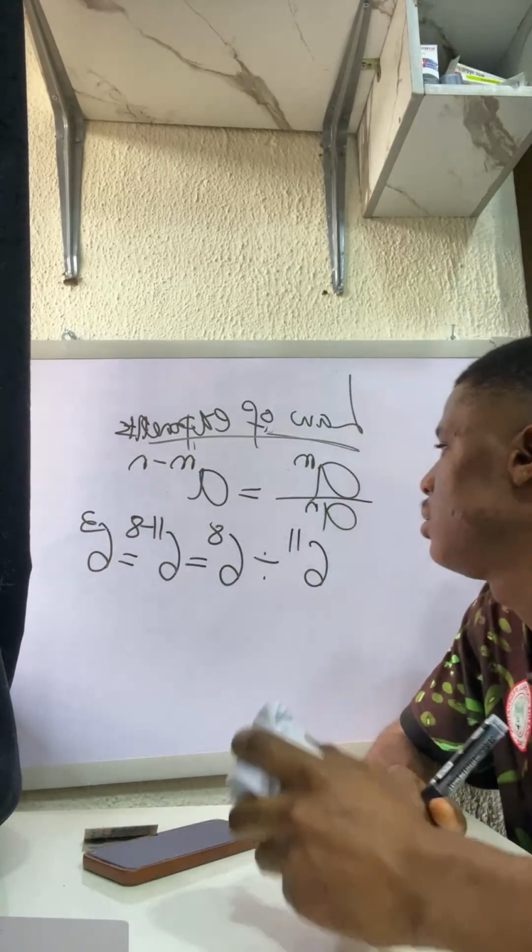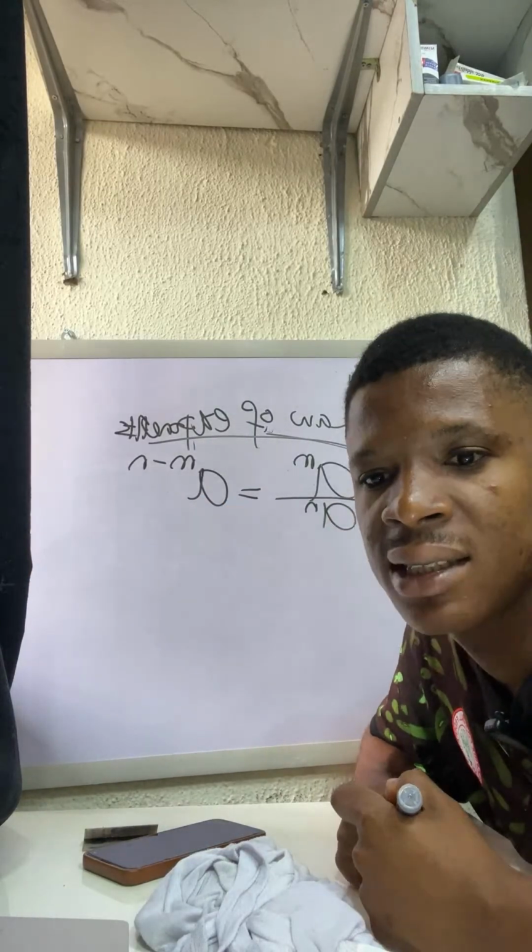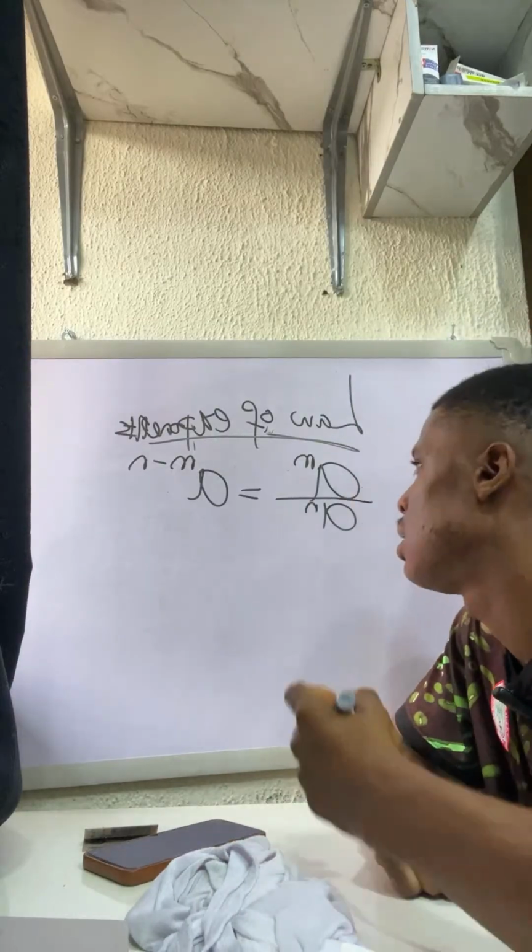Thank you for joining. So this is 6 power 3. That's how we do that. This is very, very simple. Okay, let's look at the next one.